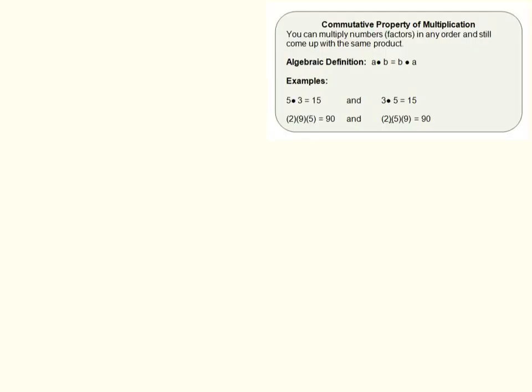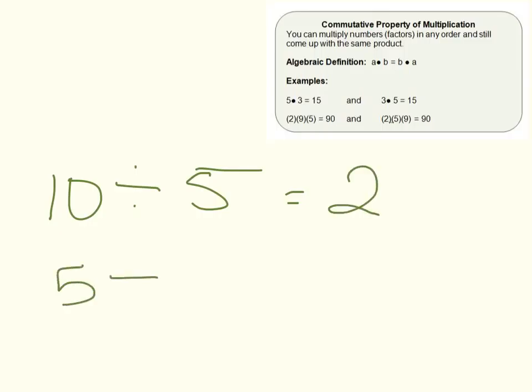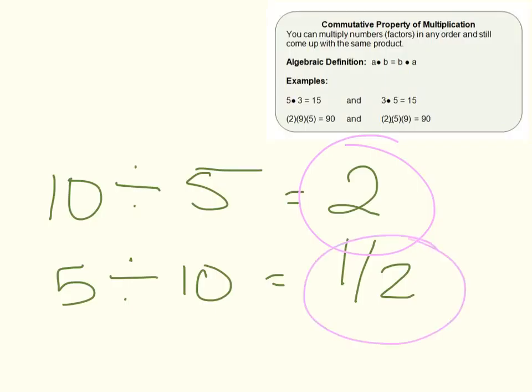So let's say we have 10 divided by 5. Well, 10 divided by 5 is 2. But if we do 5 divided by 10, we don't actually get 2, we get 1/2. So we're having a different solution at the end of this that is clearly different when we flip it. With the commutative property of multiplication and addition, we can still flip these two integers and we will get the same outcome.